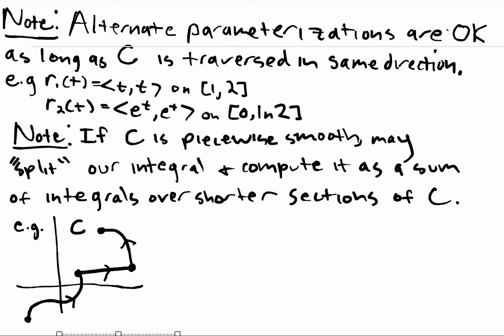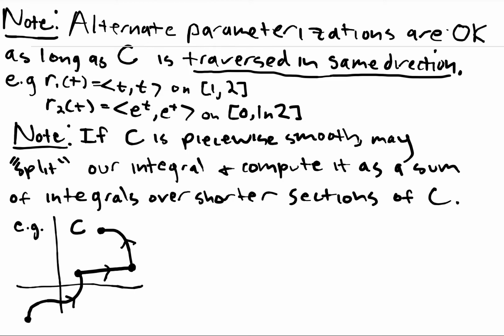So just a remark, curve parameterizations aren't necessarily unique. Sometimes there's different ways that you can represent the same curve. That is totally fine, but the one catch is that you have to make sure that you traverse that curve in the same direction. So if I specify a starting point and an ending point, we actually better start where we say that we start and end where we say that we end.